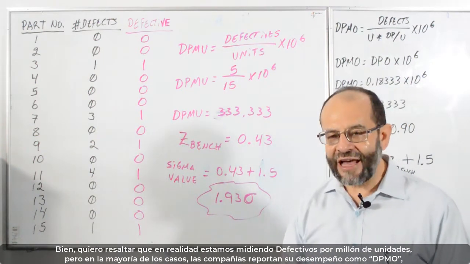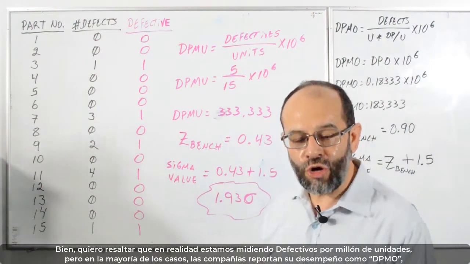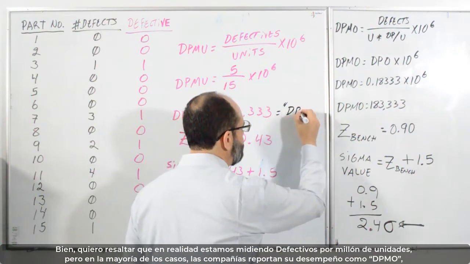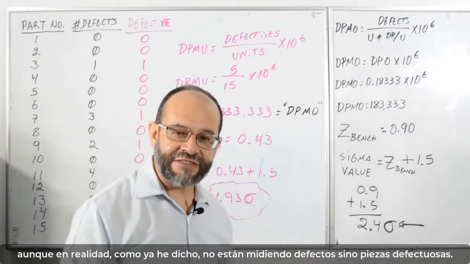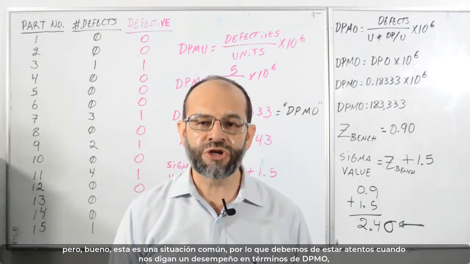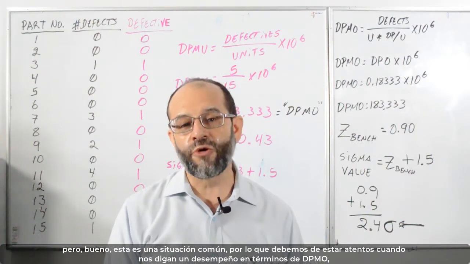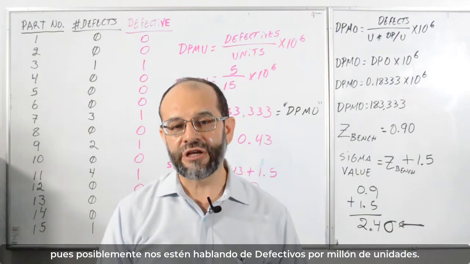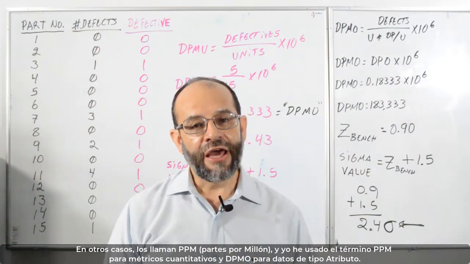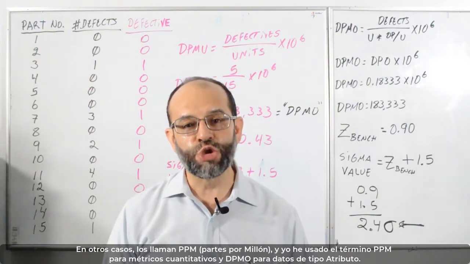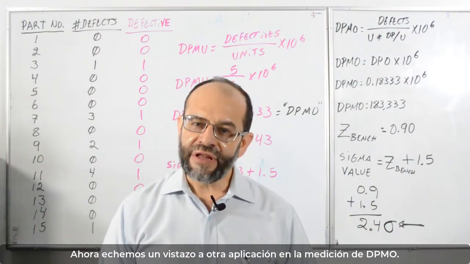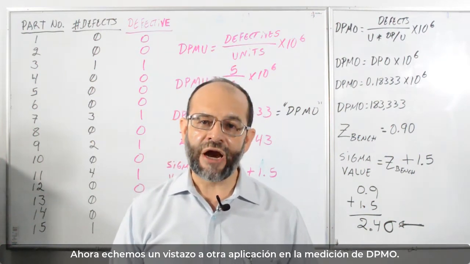Well, I just want to highlight that in reality we are measuring defective parts per million units. But in most cases, companies report this performance as DPMO. In reality, again, as I have said, they are not measuring defects, but they are measuring defective parts. But that's a common situation, so we have to be aware when we are told this is our performance in terms of DPMO, they are maybe giving us defective parts per million units. In other cases, they call it PPMs, parts per million. What I have used is that PPMs is used for continuous quantitative metrics and DPMO is used for attribute type of data. Okay, now let's take a look at other situations where we are measuring DPMO.